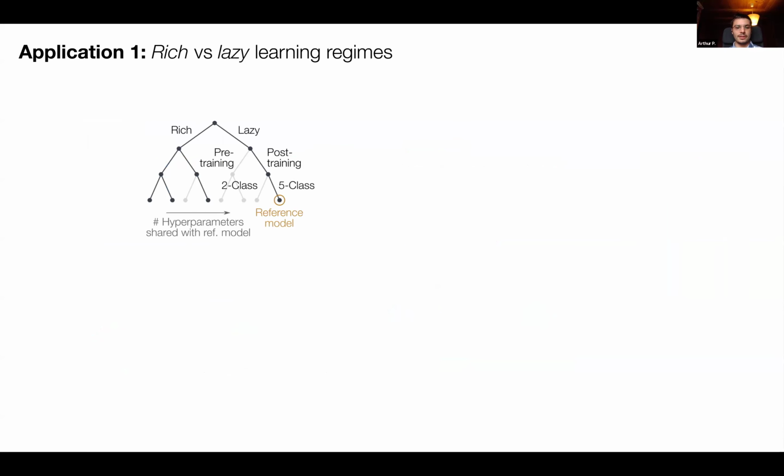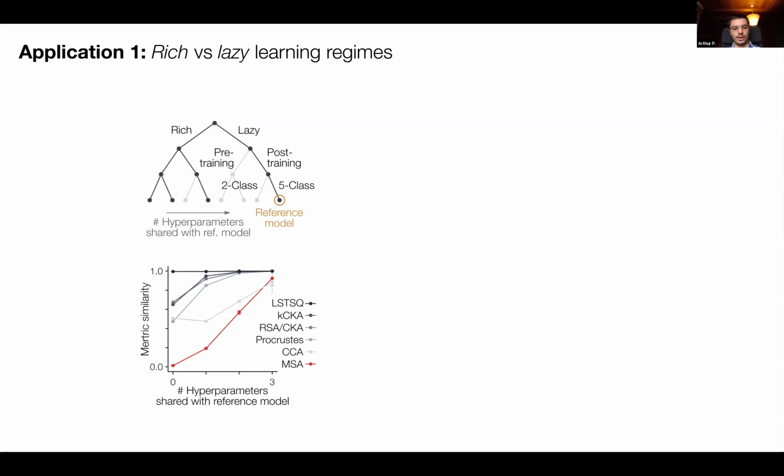To be slightly more systematic, next I'm going to create many, many more rich and lazy networks, and more systematically vary the hyperparameters of the two networks. I'm going to train rich and lazy networks, and consider networks that are pre-training or after training, and networks trained on the 2-class classification task or the classification task with 5 classes. And I will perform similarity analysis between a reference model, a lazy network after training on the 5-class classification task, and all these other networks.